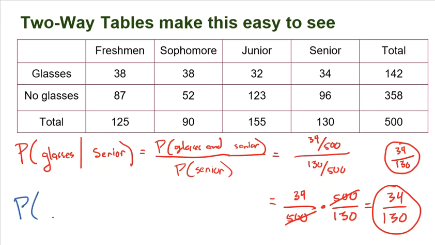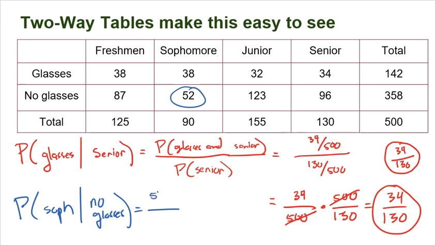What is the probability that you pick a sophomore given they do not wear glasses? Sophomore, given they do not wear glasses. In the numerator is going to go both sophomore and no glasses. 52 sophomores do not wear glasses. So 52 kids are sophomores that do not wear glasses out of 500. The denominator is not wearing glasses.